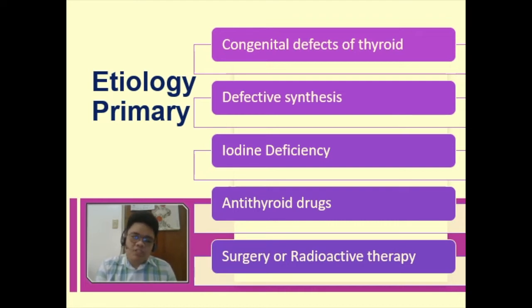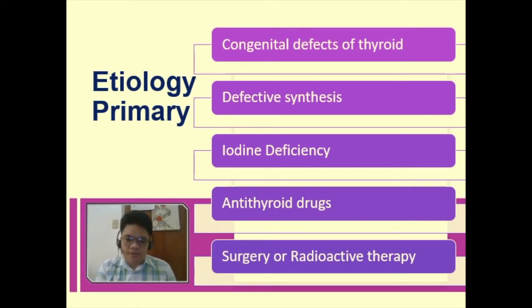And then, it could be also because of your anti-thyroid drugs. Common anti-thyroid drugs are propylthiouracil, and then you have methimazole. Propylthiouracil is usually abbreviated as PTU. They are the drug of choice for hyperthyroidism. But overuse of these drugs or overdosage of this drug would obviously lead to hypothyroidism.